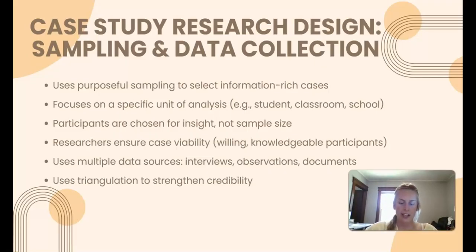This depends on the research question and what the researcher is trying to understand in depth. And then participants are selected because they are directly connected to the phenomena being studied and can provide useful insight into it. So in case study research, quality of information is much more important than the number of participants. And most of the time, a small number of participants are used.